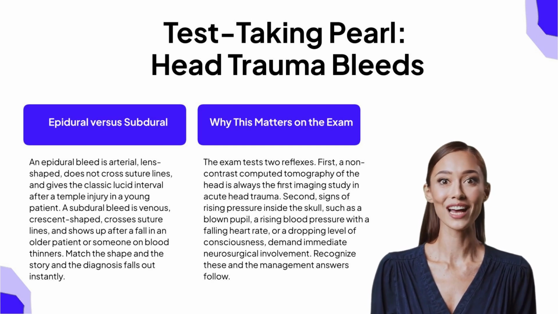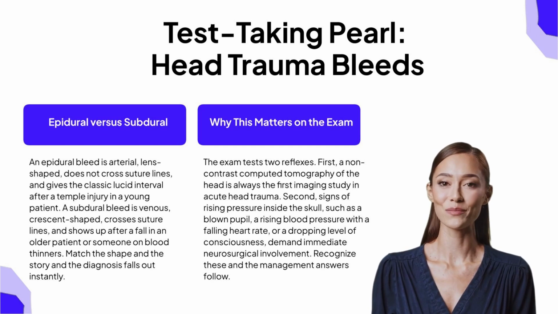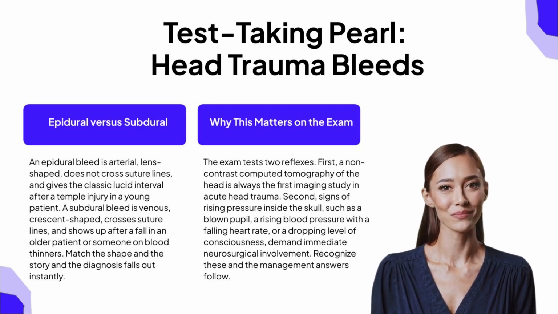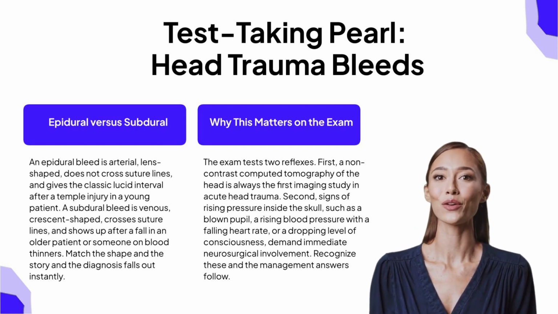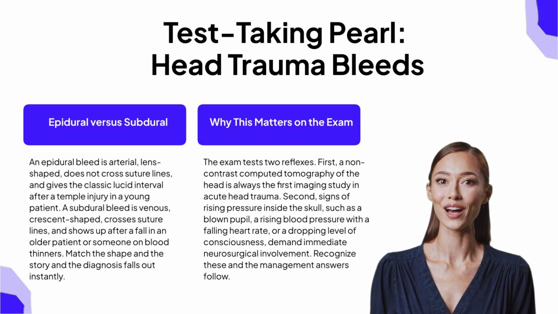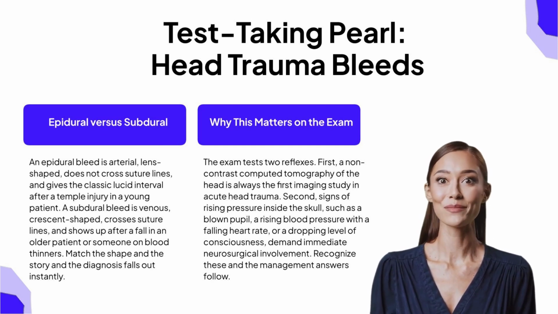2 reflexes will carry you through the management questions. First, the non-contrast computed tomography of the head is always the first imaging study in acute head trauma. Second, any sign of rising pressure inside the skull, like a blown pupil, a rising blood pressure with a falling heart rate, or a dropping level of consciousness, means you involve neurosurgery immediately.